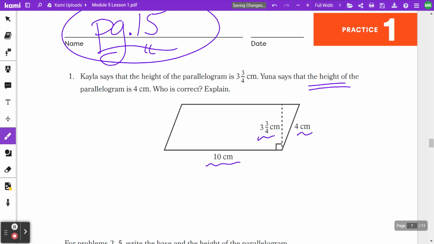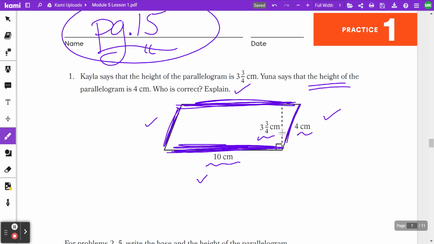Now, let me give you a little bit of information about parallelograms. A parallelogram is basically a four-sided figure that has opposite sides that are parallel. Also, the opposite sides have the same length. So this one has the same length as this one, and this one has the same length as this one. Basically, that is the definition of a parallelogram. It has nothing to do with angles, just opposite sides parallel and opposite sides equal in length.